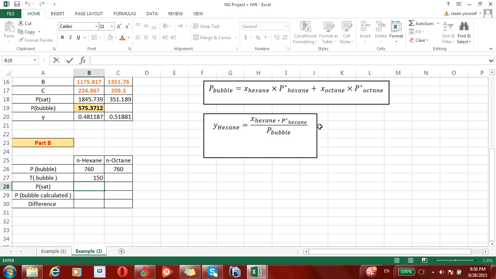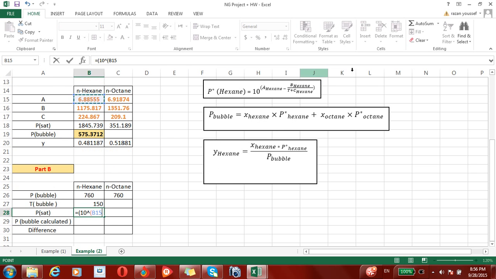Now we calculate the Psat. It will equal 10 to the power A minus B over the T that I assumed plus the C. Closing all the brackets, and you get your value. Just drag it and make sure to change the cells that need to be changed. For example, I just need to change the temperature here.